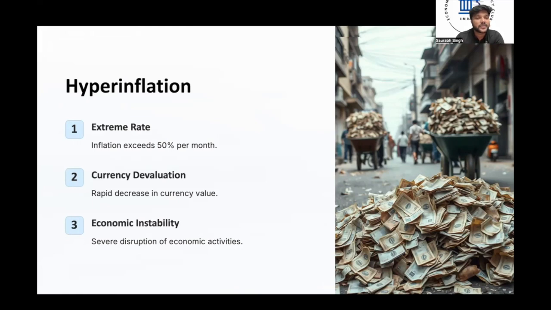The same happened in Venezuela also. So this is known as hyperinflation, where inflation is increasing at a rate of 50%, 60%, 100% a month, which goes up to 1,000%, where the currency value becomes negligible. Like if Zimbabwe started printing notes for one crore, that's known as hyperinflation.